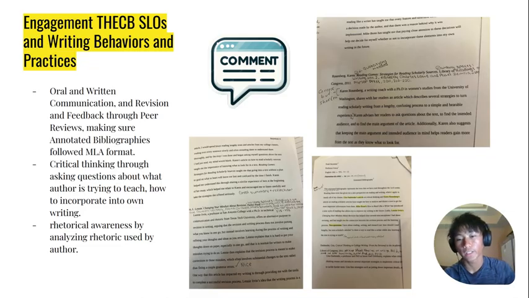Next, we engage in critical thinking through asking questions about the selected or assigned articles and the reading strategies that they offer and how we can incorporate them into our own writing in the future. We also engage in rhetorical awareness by analyzing how different authors use rhetoric in their writing to convey the effectiveness of their suggested strategies. To the left is an example of written feedback that we provided to our classmates.